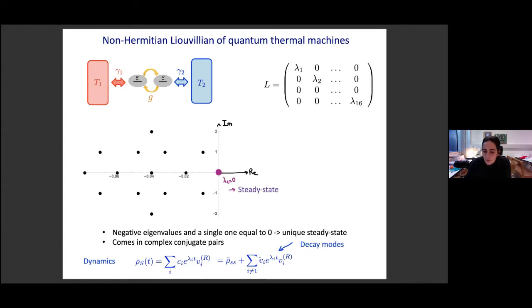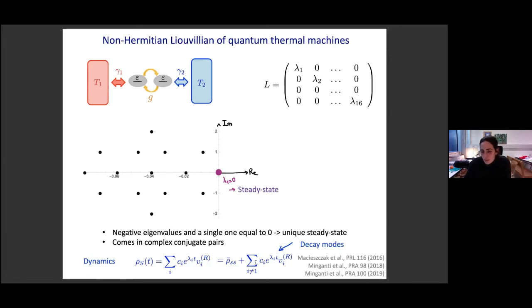So here I remain very generous, but if the first eigenvalue is the one being zero, corresponding to the steady state, then the time evolution of my reduced density operator is given by the steady state plus a summation over different terms. And these different terms describe exactly the decay modes towards the steady state. So I hope this is clear now.